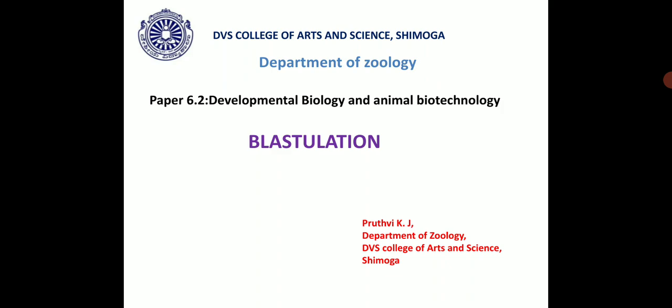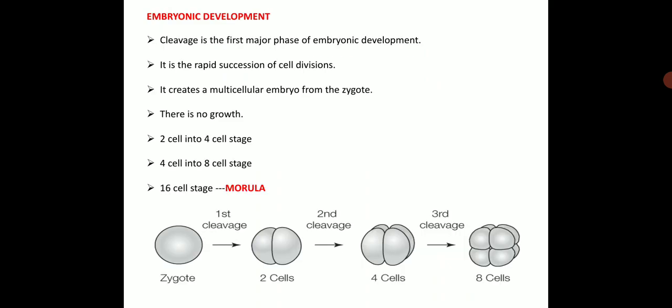Today we are discussing a new chapter, that is blastulation. After the process of cleavage and the next embryonic development, what we call blastulation. First, embryonic development. We have already discussed that cleavage is the first major embryonic development, which we call the rapid succession of cell division. By cleavage, it creates a multicellular embryo from the zygote.